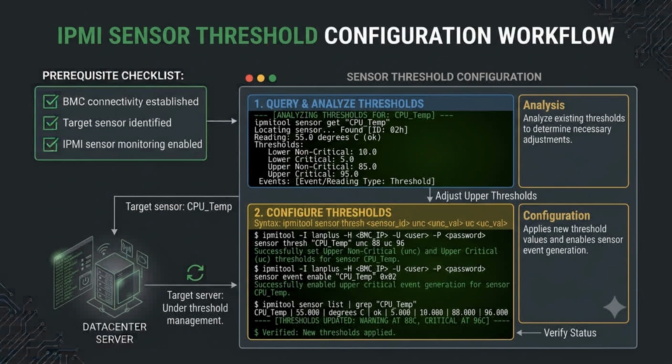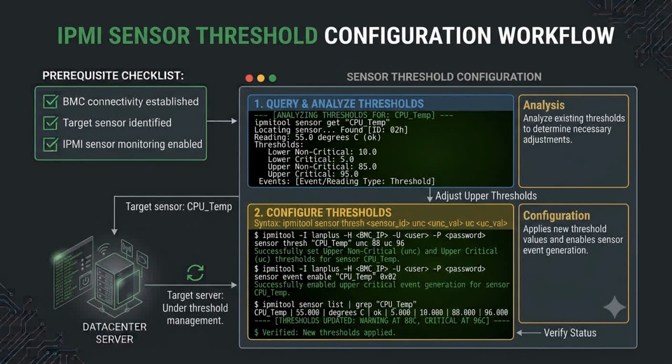The BMC sends an alert to your monitoring system: Nagios, Prometheus, Zabbix. Type ipmitool sensor thresh followed by sensor name, lower threshold, upper threshold. Example, ipmitool sensor thresh CPU temp 65 85. This sets warning at 65 degrees Celsius, critical at 85 degrees.